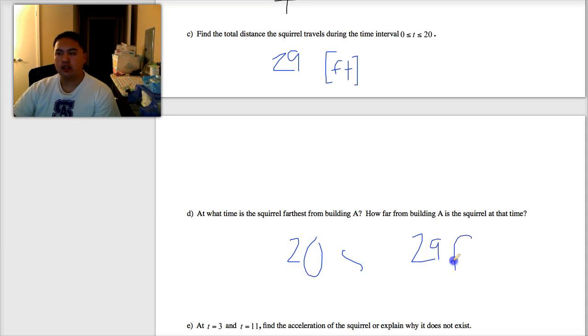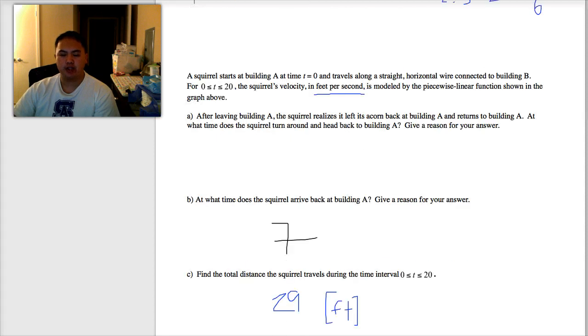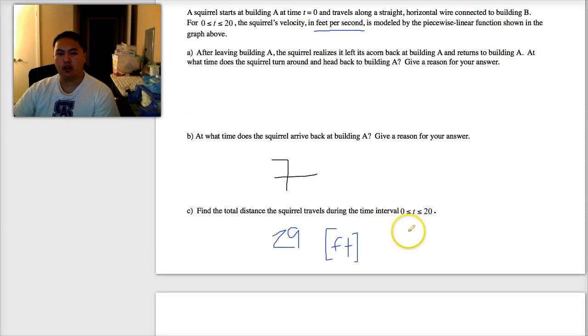And now that I think about it, letter C is a poorly worded question, because it says the total distance the squirrel travels. I mean, technically, if you think about how far he's actually walked, I should add these 12. So I guess I would take two answers. I would take 29 feet, or I would take 41 feet. Because technically he still did travel those 12 feet. It's just that I canceled them out because he went back and forth. But if literally, how many steps did he walk? He literally walked 41 feet. In actual movement, he only went 29 feet because he went backwards and forwards.